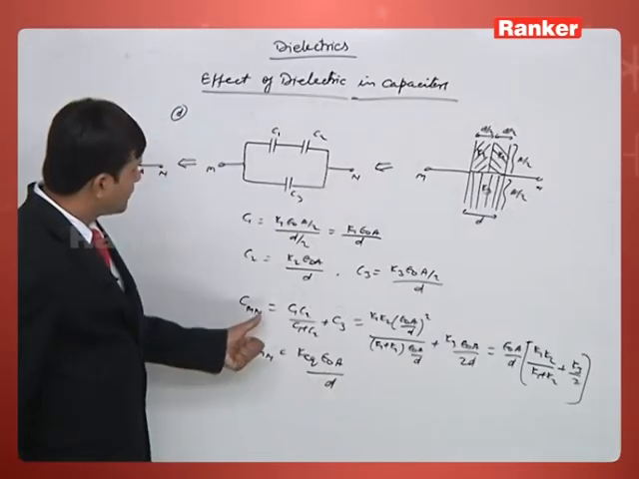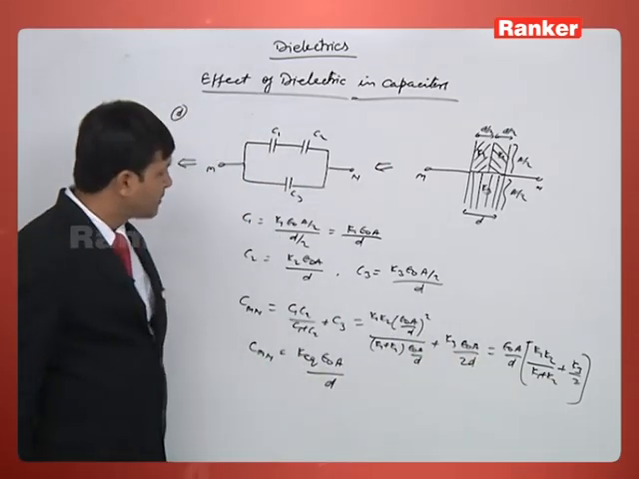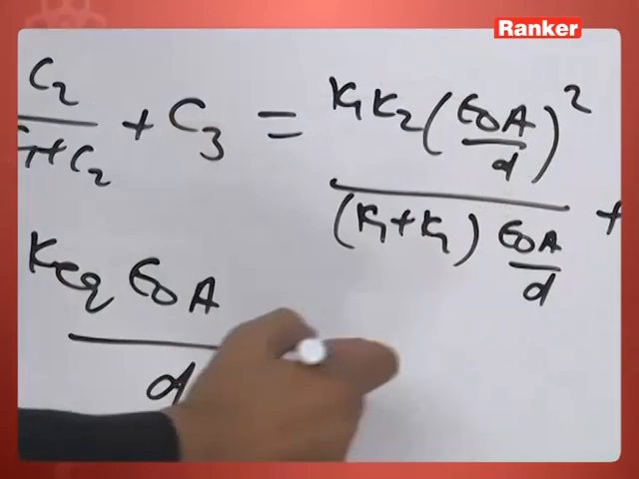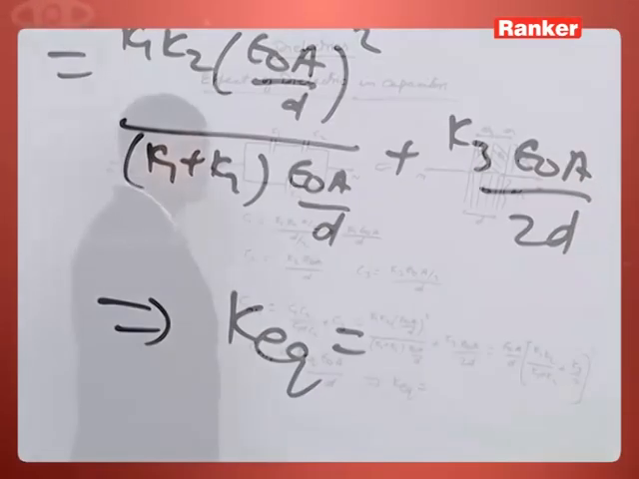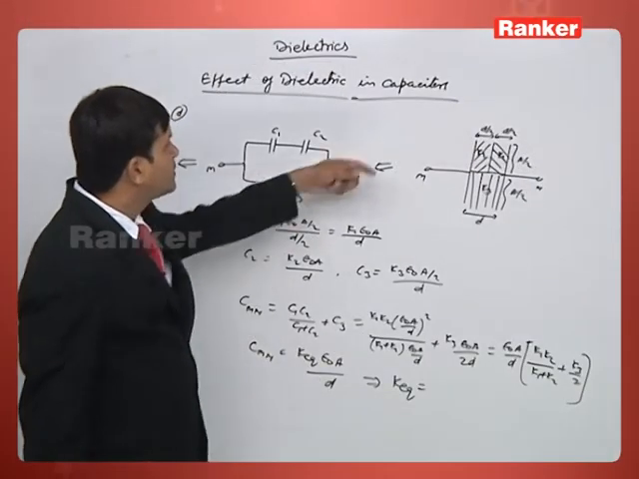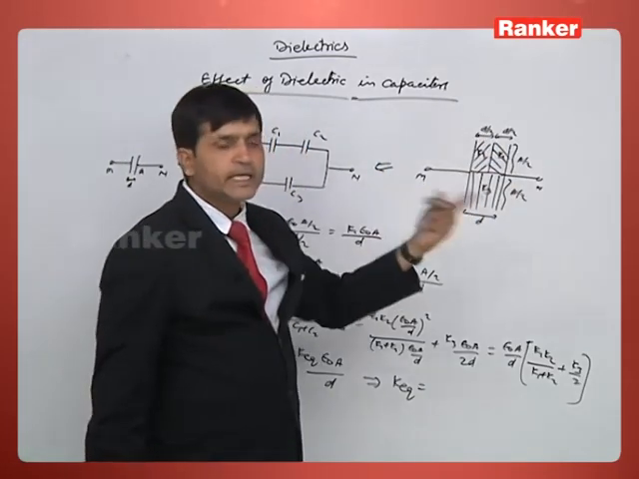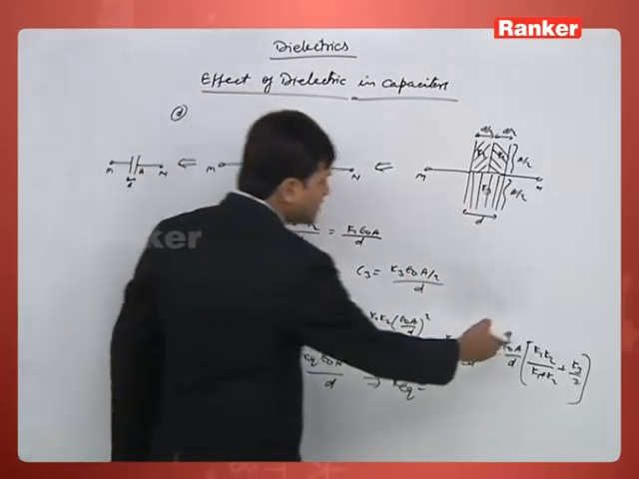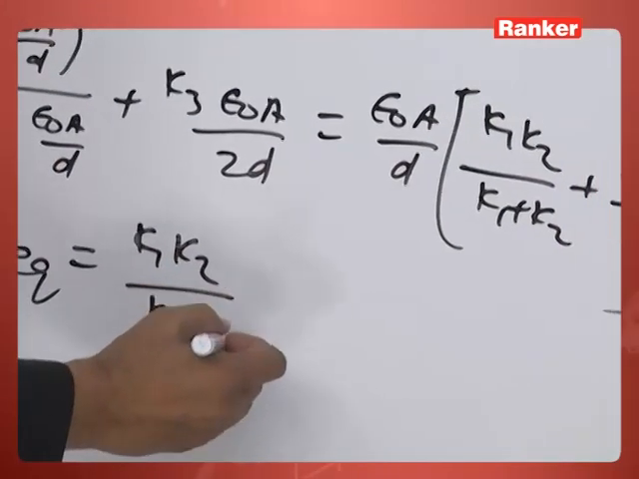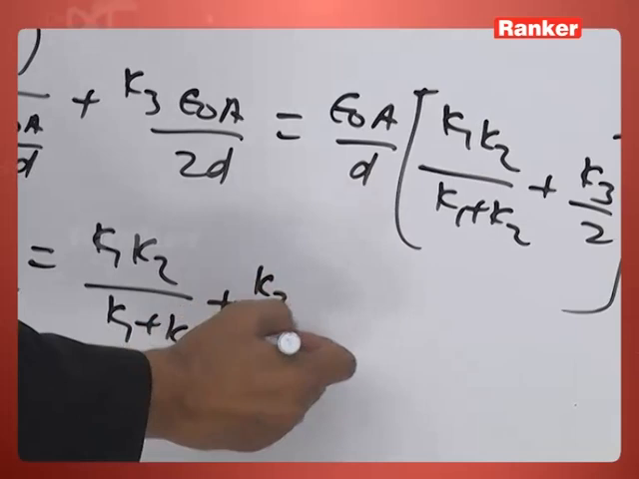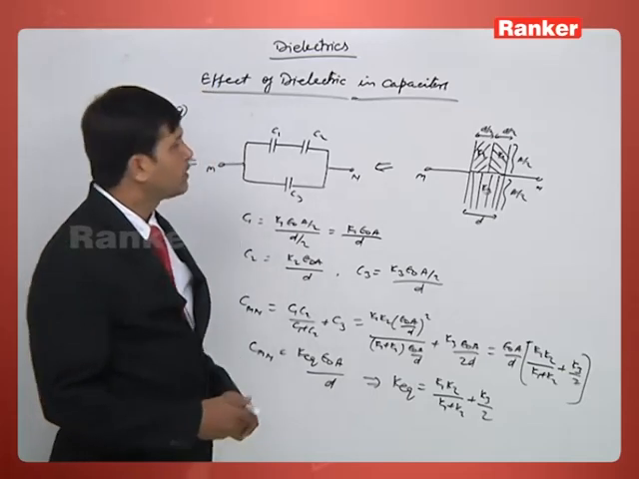Now see, from this relation and from this relation, epsilon naught A by D can be cancelled. So if they are asking what is the equivalent dielectric constant of a single slab which should fill between the two plates so that the effect will be the same, then K equivalent can be said here: K1 K2 by K1 plus K2, plus K3 by 2. Likewise, they can determine K equivalent also.